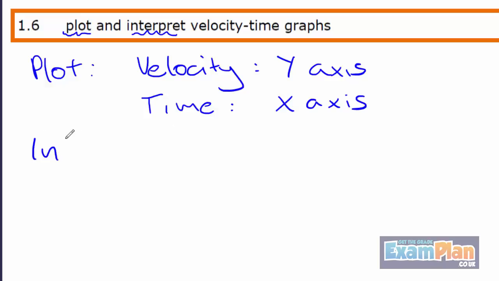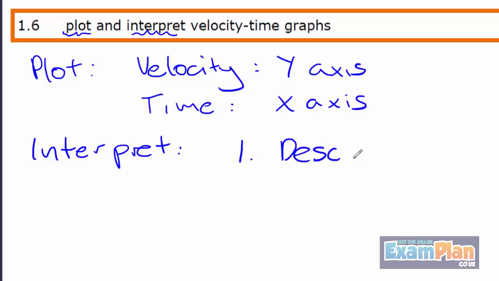As we have seen before, interpreting a graph means you should be able to: 1. Describe the motion the graph represents, 2. Read values off the graph, and 3. Calculate the gradient.